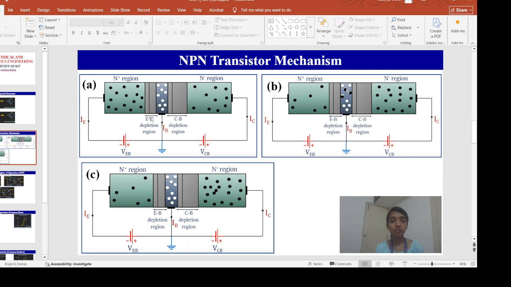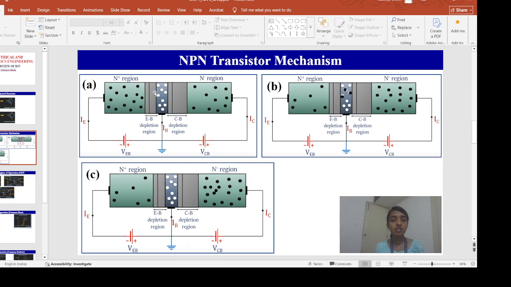This is my depletion region between the emitter and the base. When I apply this emitter base voltage, what will happen? This emitter region will supply the majority charge carriers, that is electrons, because in the N region the majority charge carriers are electrons. So these electrons are supplied by this emitter terminal.